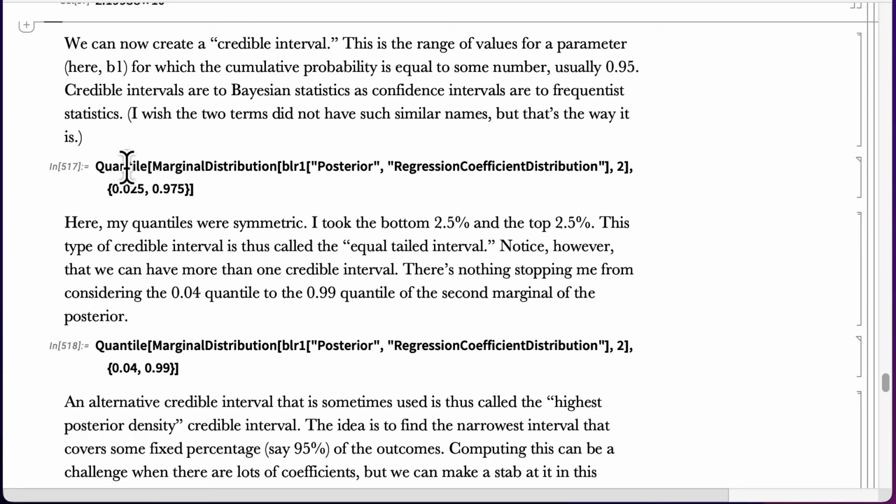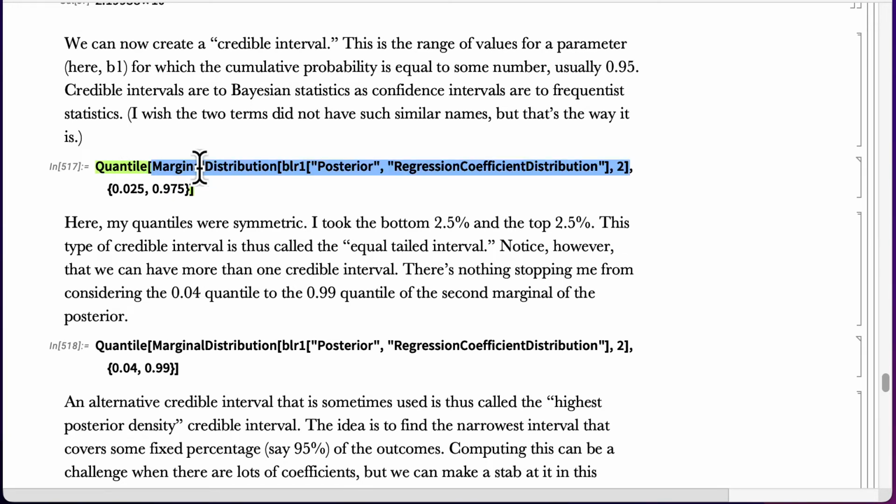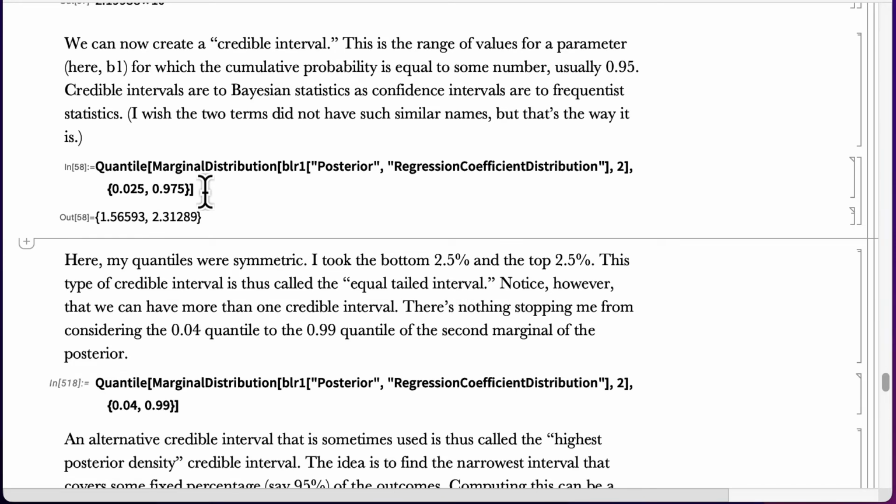So let's actually compute a credible interval for our regression coefficient, B1, that slope term. The way I'm going to do that is I'm going to take the marginal for the second variable, which is the B1 thing, and compute the quantiles of that distribution, the 2.5% quantile and the 97.5% quantile. And I get these values 1.56 and 2.31. What does that mean? That means, based on the data and our prior, we can be 95% certain that the correct slope is between 1.56 and 2.31.